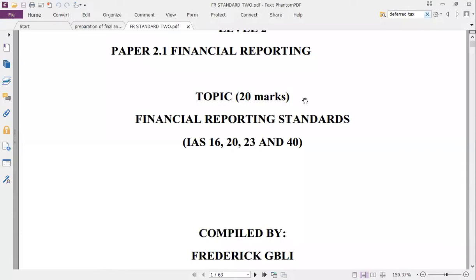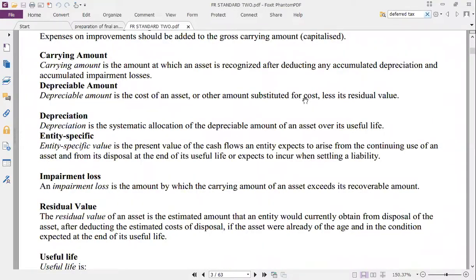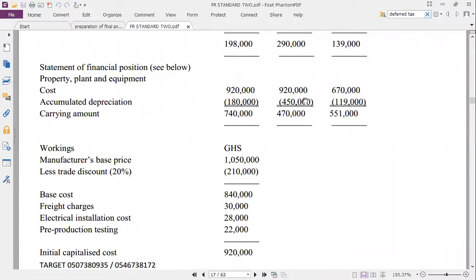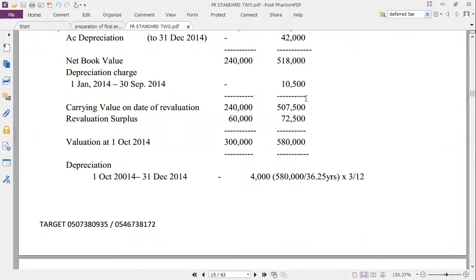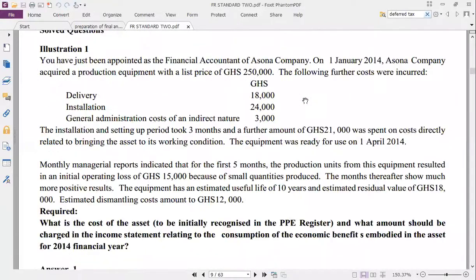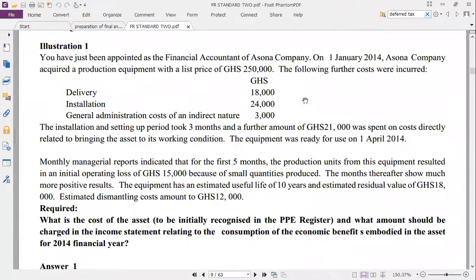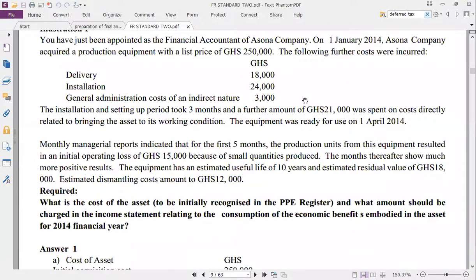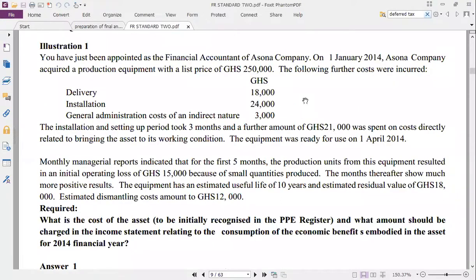Okay, now let's go to tutorial question one, example one. Good, example one, that's page 9. Example one, page 9. Required: what is the cost of the asset to be initially recorded or recognized in the PPE register? So the cost of the asset to be recognized in the PPE register. Now let's go to the question.